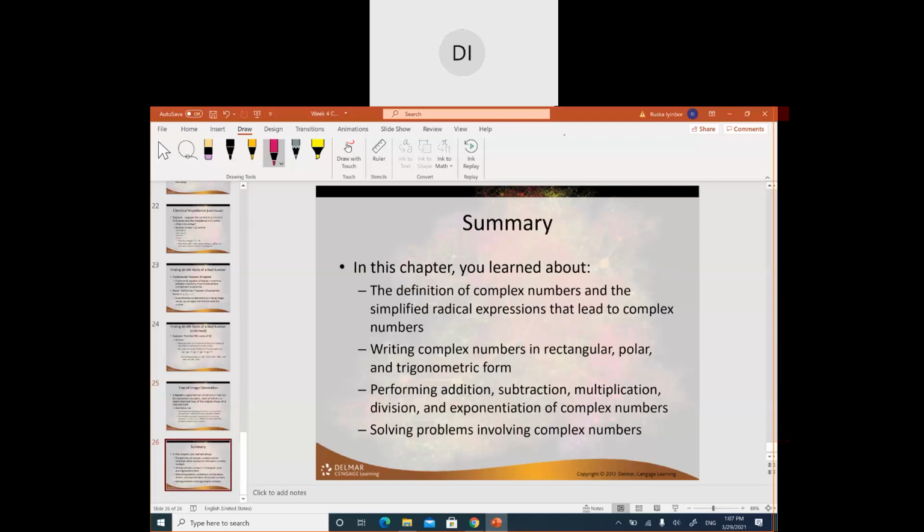You have operations with complex numbers. We have complex numbers in rectangular and also polar form. The trigonometric form, I didn't go into detail. We're not having that for this week. And then we have the basic operations with complex numbers. Okay, so that's what we have for this week.